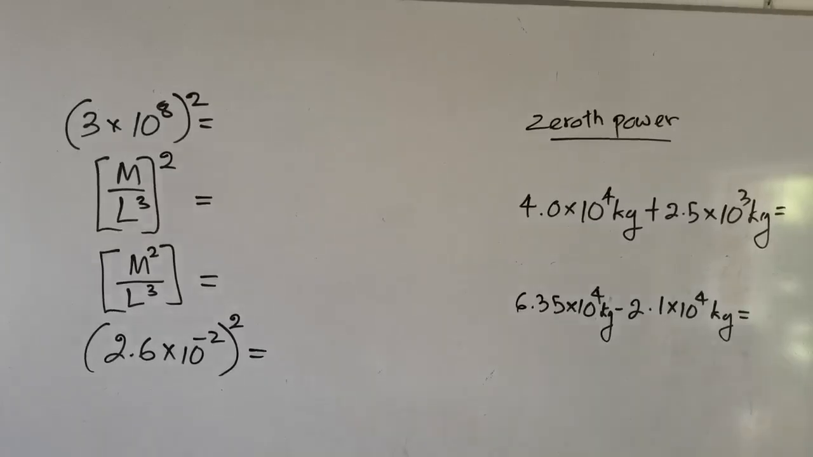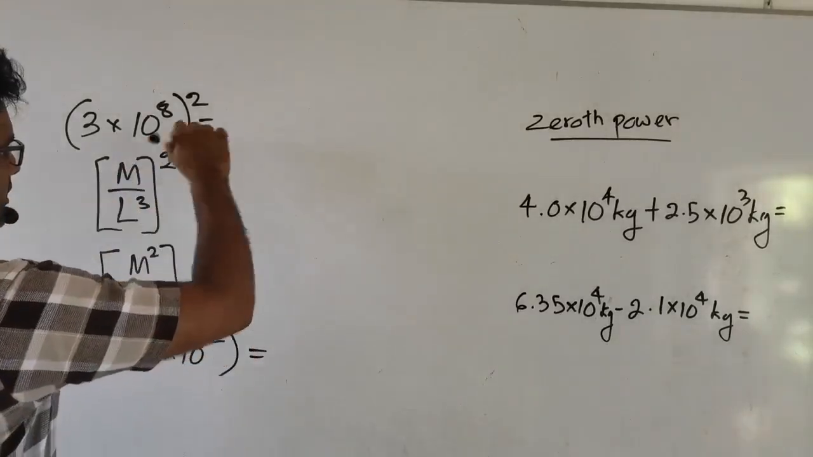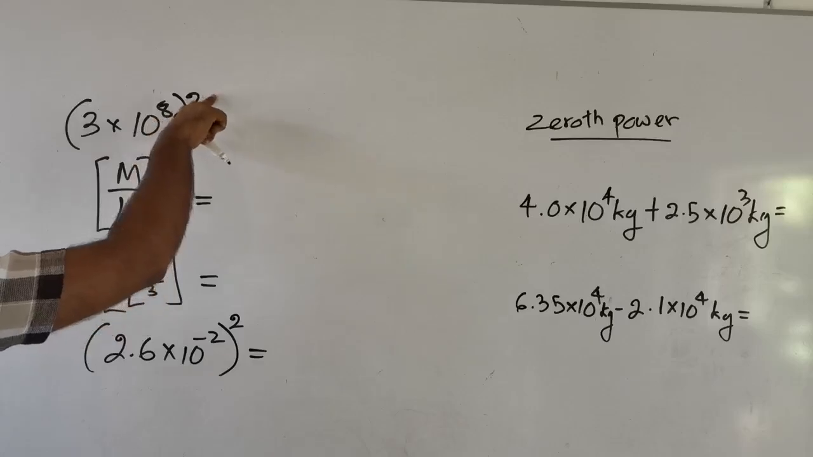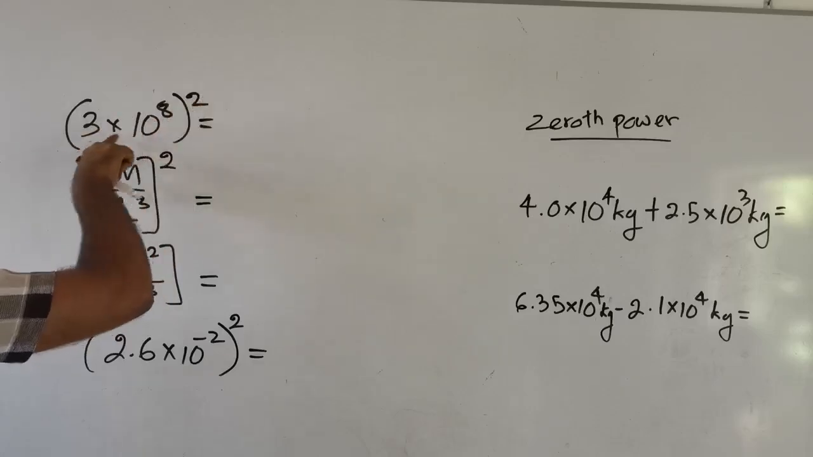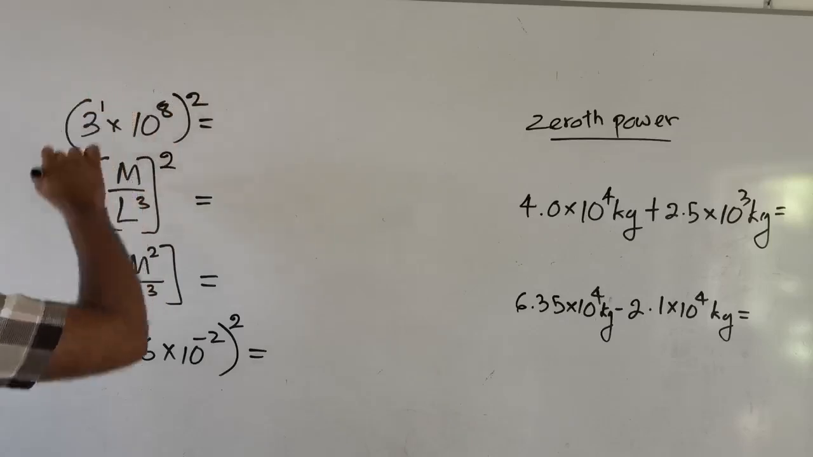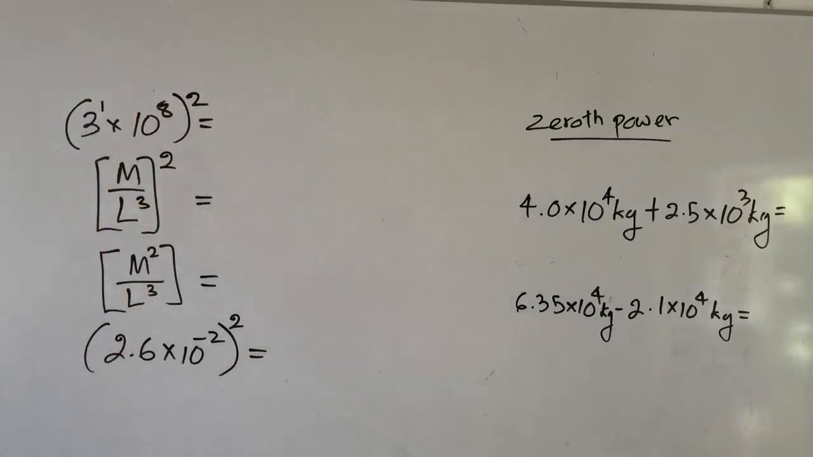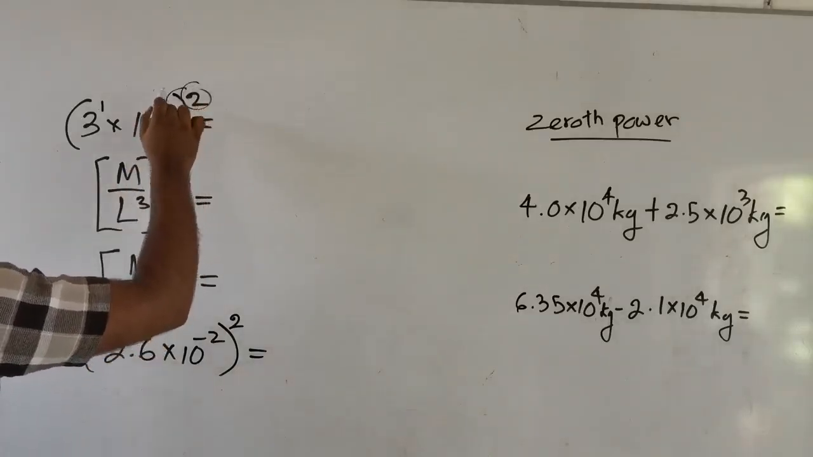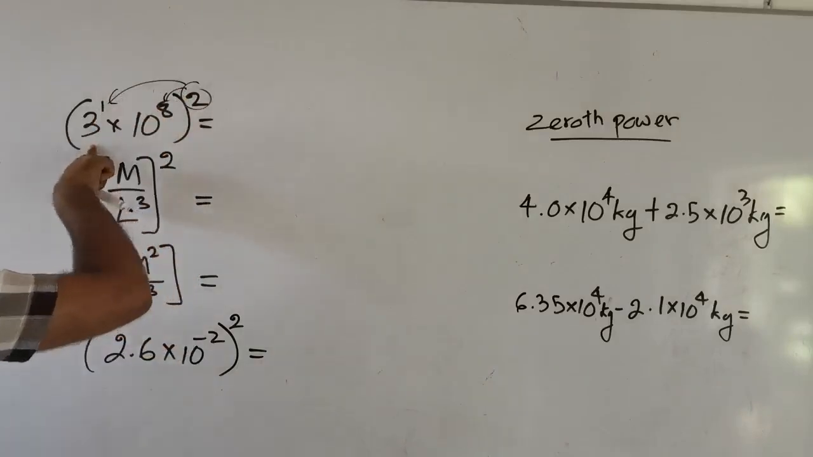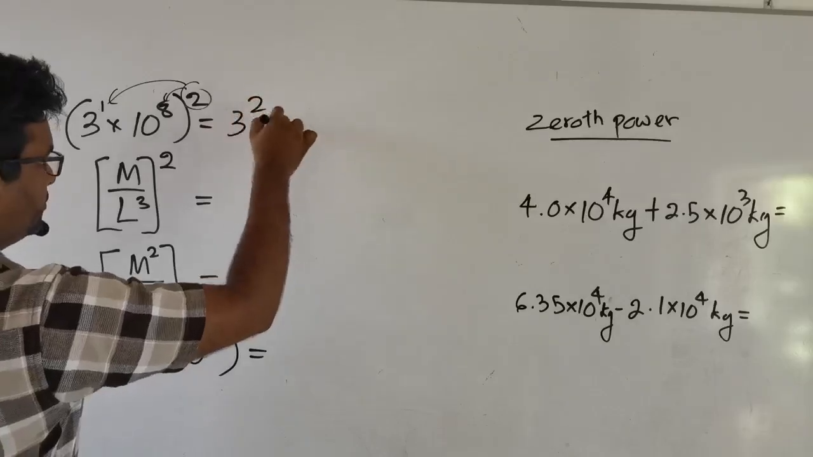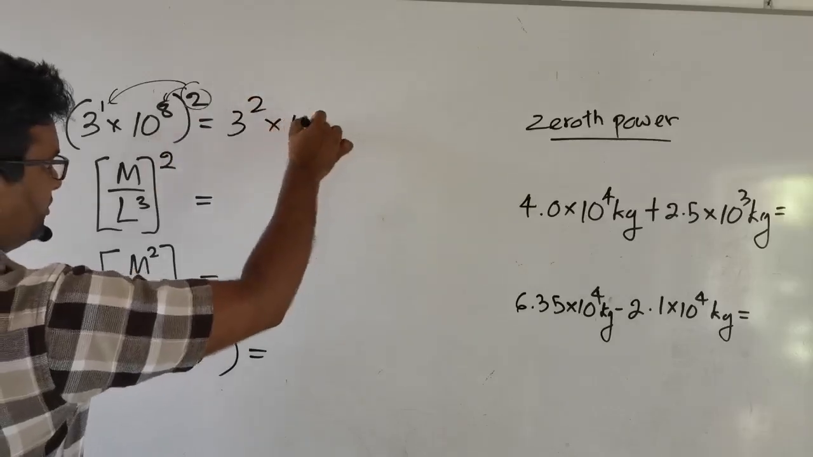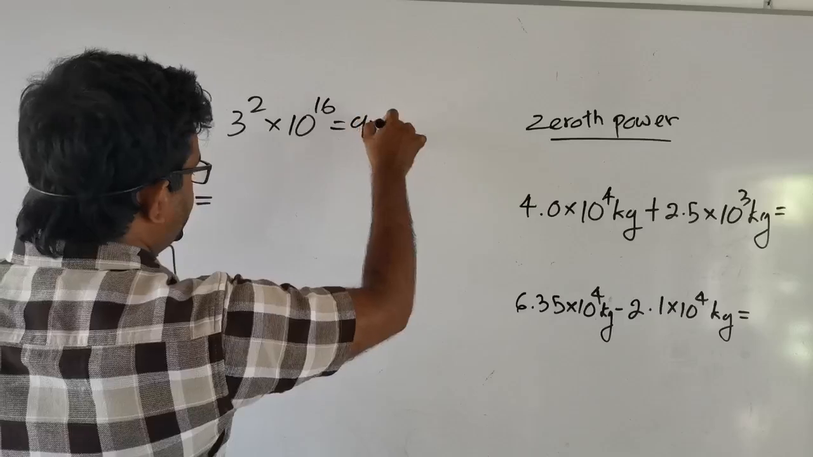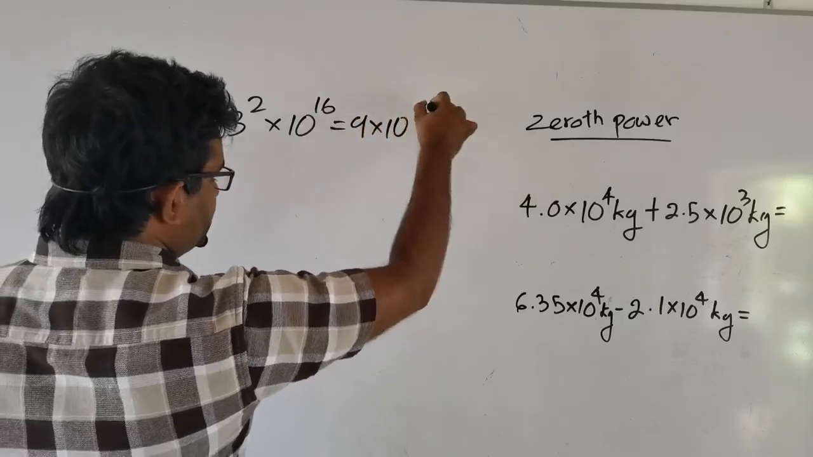Right. Then next one, when we consider the square, here we have powers inside for both of them, right? Here 3 to the power 1, not mentioned means that power is 1. So we need to multiply both of them. Don't forget this one. Then 3 to the power 2, right? Then 8 into 2, 10 to the power 16. So we can write that 9 into 10 to the power 16.